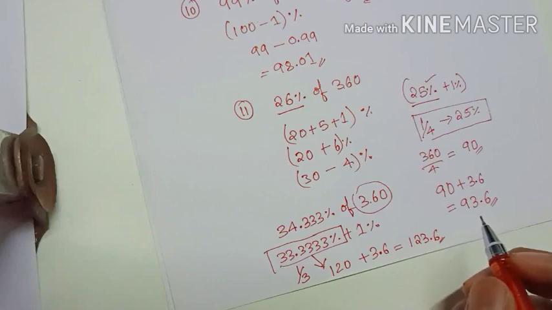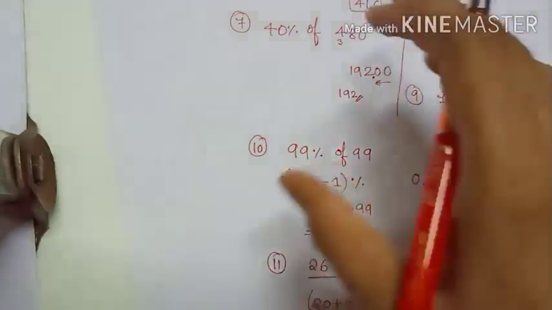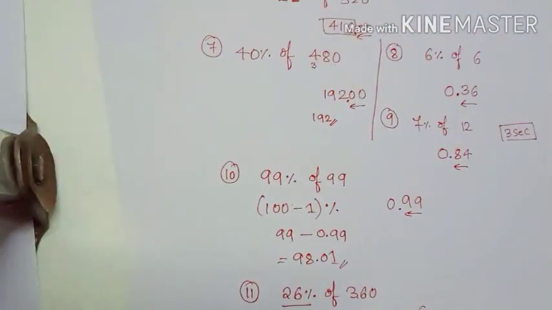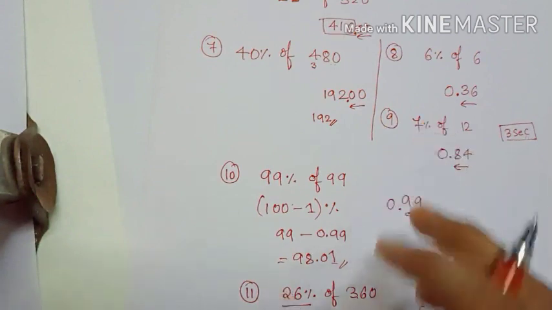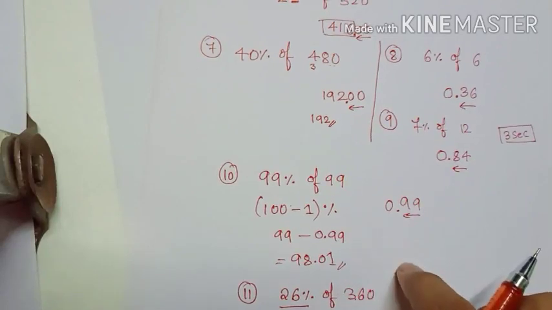Okay, I think whatever I said you understood. So these are the different methods to calculate the percentage in a quicker way. So definitely you can reduce the time in solving the problems, right? Okay, so we have learned to find the percentage values in a quicker way. Now we will see where we can apply this.